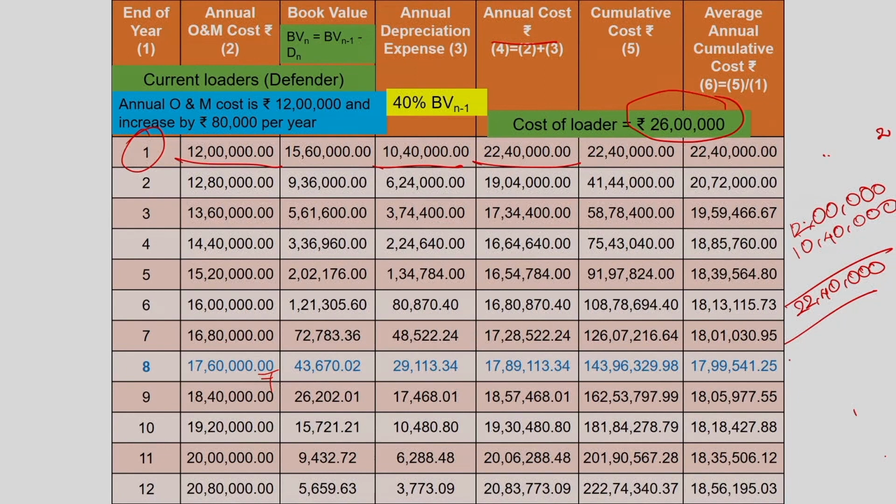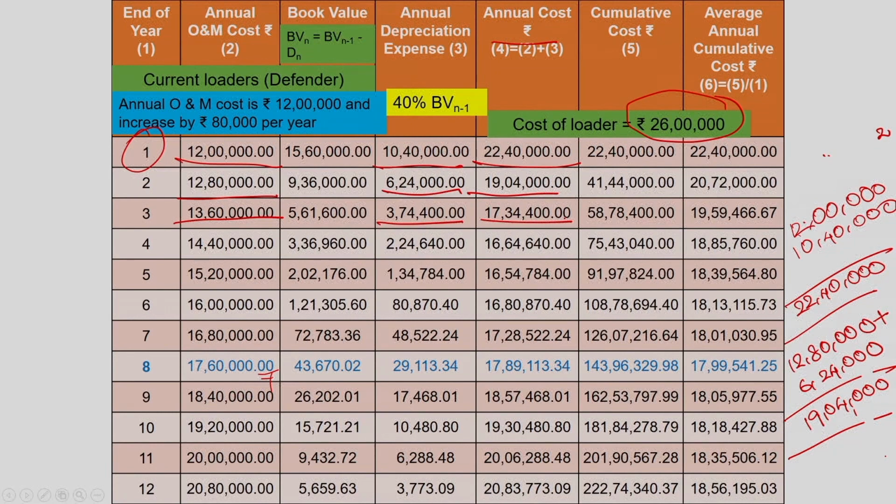Now, for the second year, 12 lakh 80,000 is your operating and maintenance cost. Now, you are going to add the depreciation with that, which is 6 lakh 24,000. If you add it, you will get the total cost for the second year as 19 lakh 4,000. Fine. So, this is how you have to add column 2 and column 3. You will get the total annual cost. Now, find the cumulative cost.